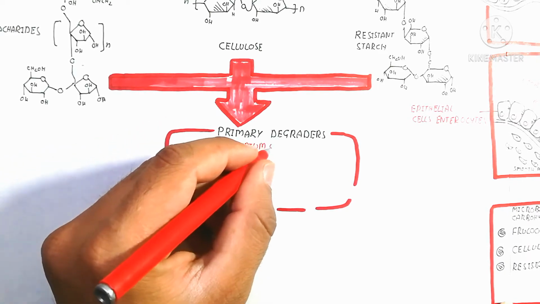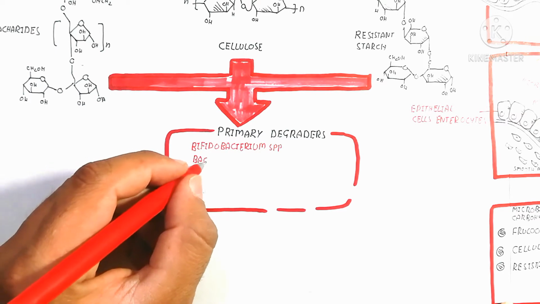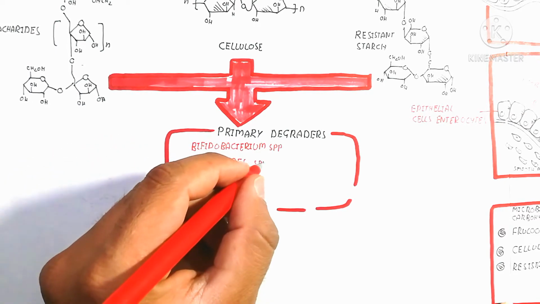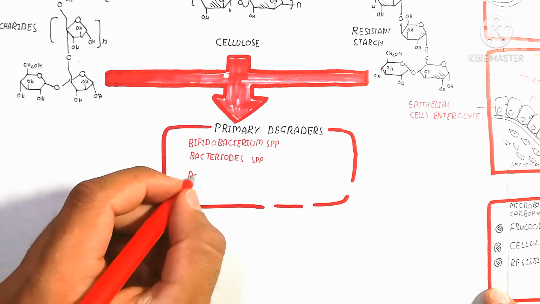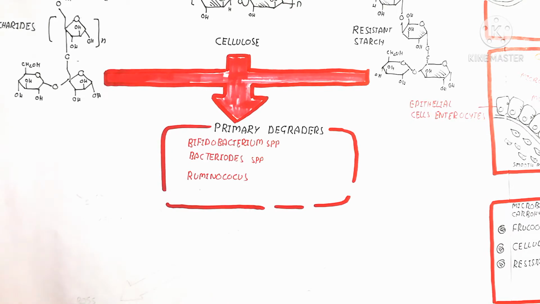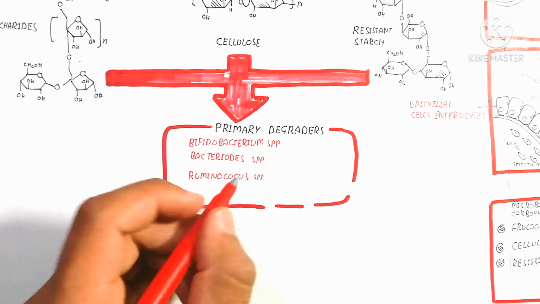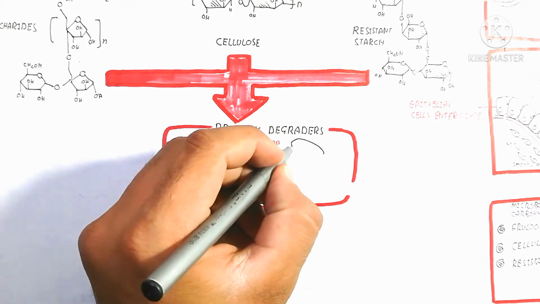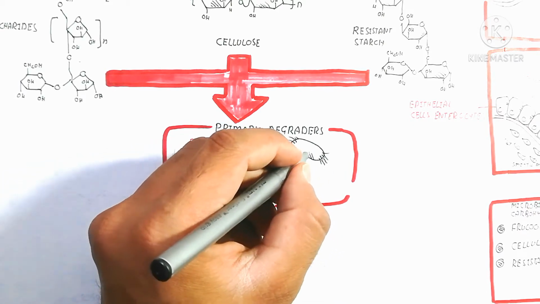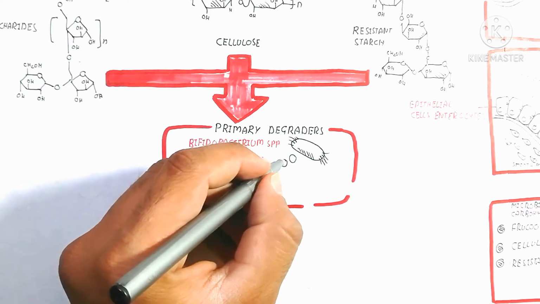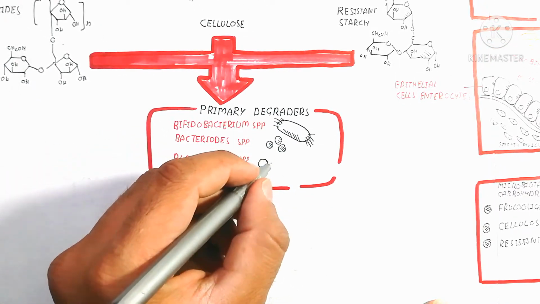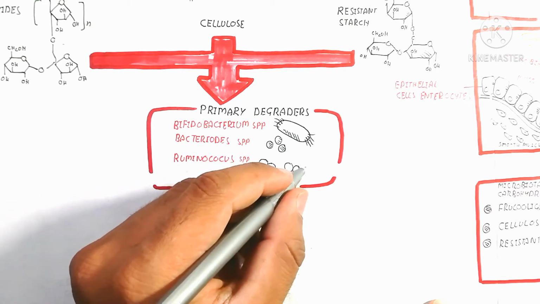Anyhow, here we will discuss the primary degraders. First of all, we will understand the production of short chain fatty acids from primary degraders. The primary degraders are Bifidobacterium species, Bacteroides species, as well as Ruminococcus species, which produce short chain fatty acids as well as glucose.